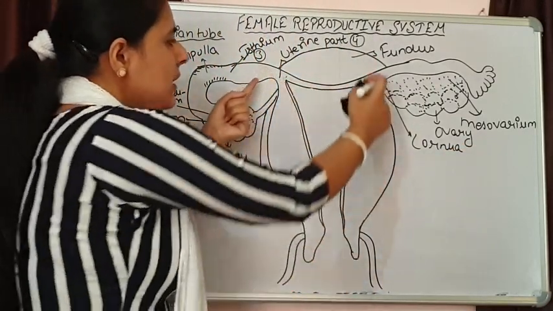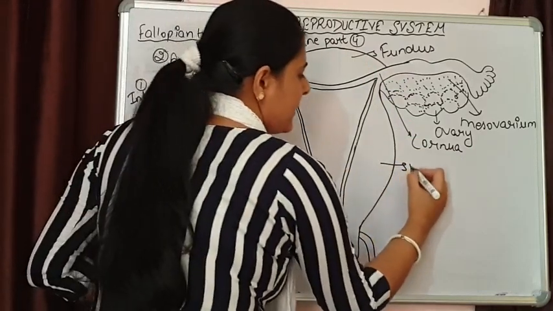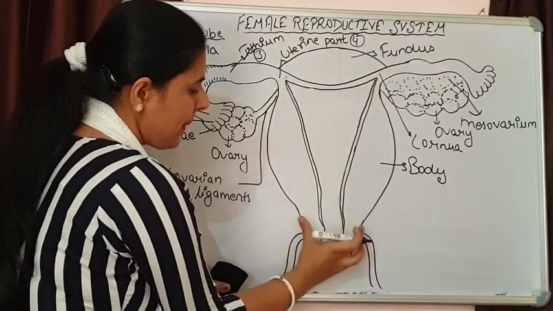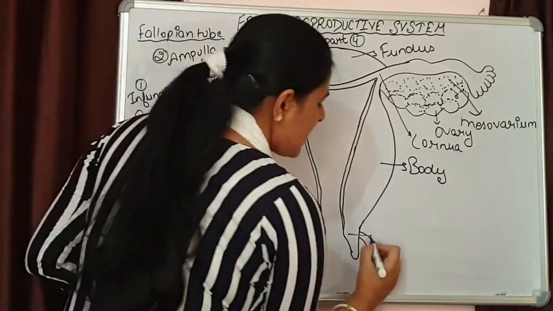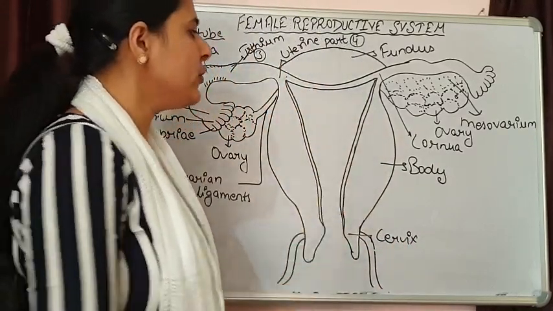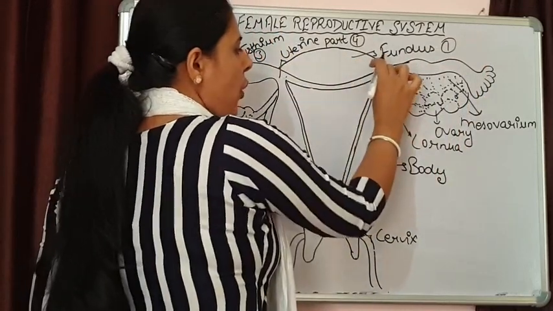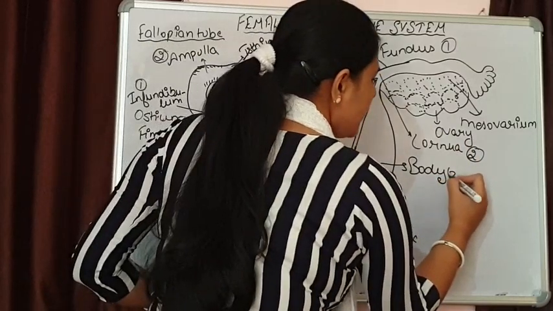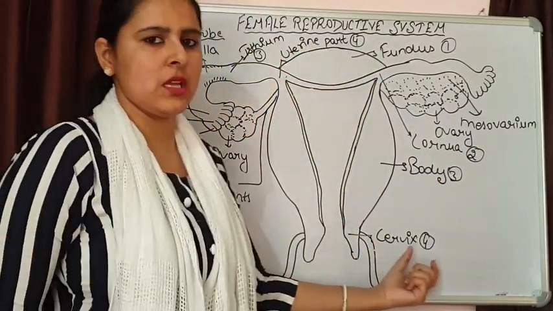Then comes the main part of the uterus, the body part. As we move down the body part, it narrows down, and this region is known as the cervix. So again, the uterus is divided into four parts. First is the fundus, the dome-shaped part, then the opening part, the main body part of the uterus, and the last one is the narrow part of the uterus, the cervix.